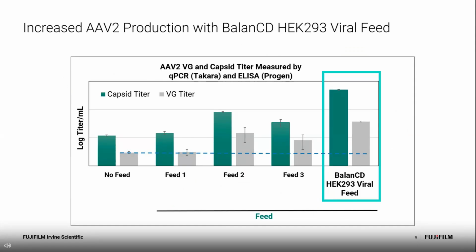This was the first set of data from the early phase of the development, showing the performance of the balanced HEK293 viral feed in comparison with other feeds in our feed panel. The growth media for all the cultures were balanced HEK293. We had no feed control and other feed formulations. From the gray bars, we can see balanced HEK293 viral feed improved viral genome titer about 10 times over no feed control. The improvement was significantly greater than other feed formulations.